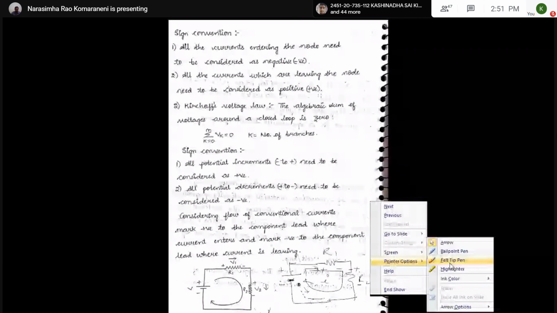Similarly, see here, this component: the current is entering at this end, you have to mark it positive, and this end you have to mark it as negative. Similarly, coming to this voltage source, the current is entering at the negative and leaving at the positive, right? For this you have to follow the sign conventions.